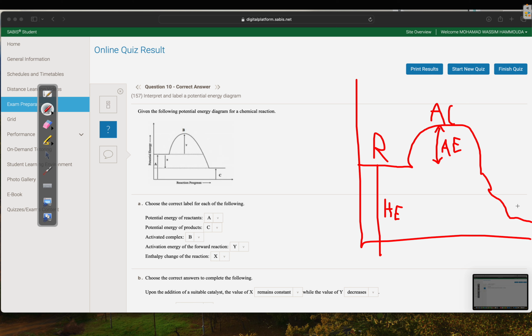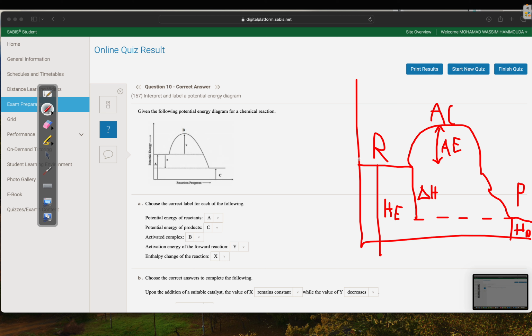Then we here have the products. Here we have the heat of products. And then here the change in reactant and product. Let me just do a dotted horizontal line so I don't make mistakes. And then here is delta H, which is the enthalpy change. Delta H. Now knowing this graph, let's solve the question.